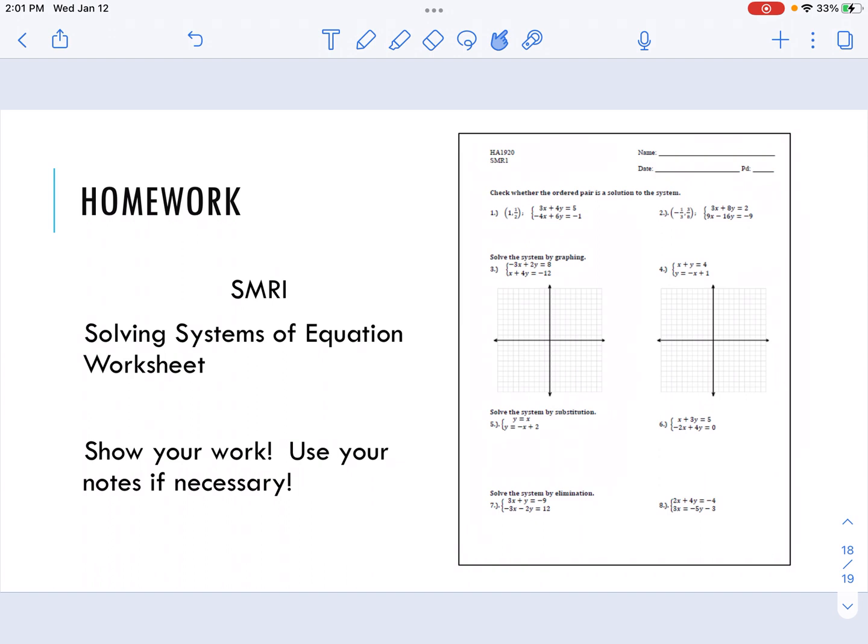You have a two-sided homework. The front side is very skills-based. It is directly aligned to what we've learned in class. And then the back side of your homework is a little bit more critical thinking.